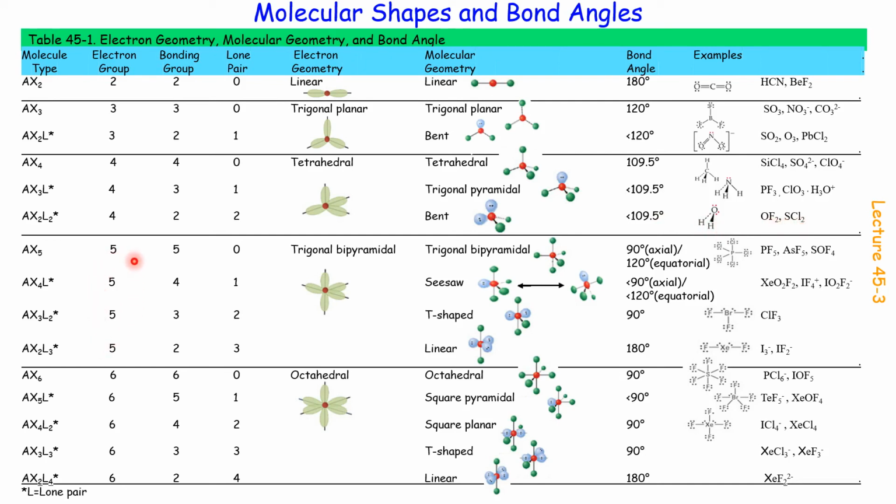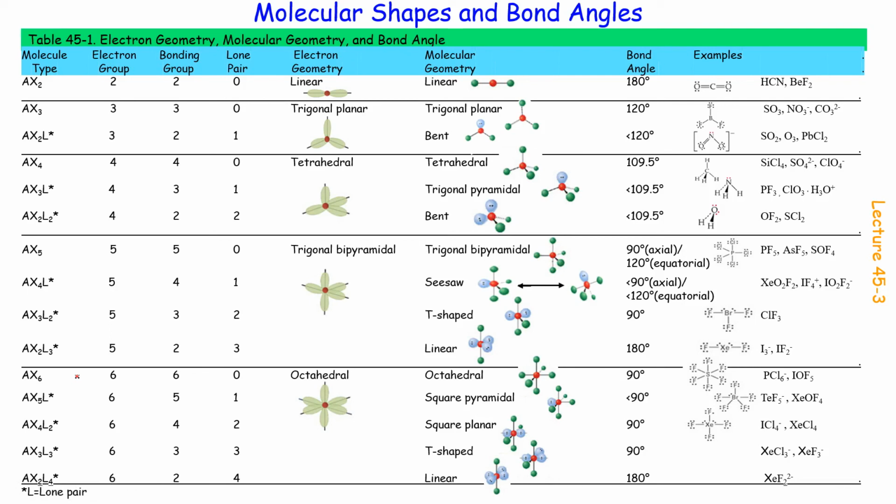For molecules with a total of 5 electron groups, we have 4 different types. The first one is with 5 bonding groups, no lone pair. Therefore, the electron geometry and molecular geometry are the same. That is trigonal bipyramidal. So the base of the pyramid is a triangle, so therefore that's trigonal bipyramidal.